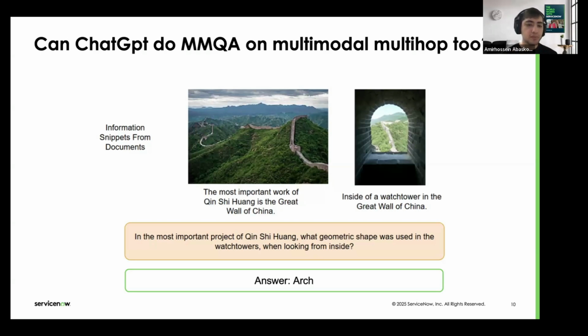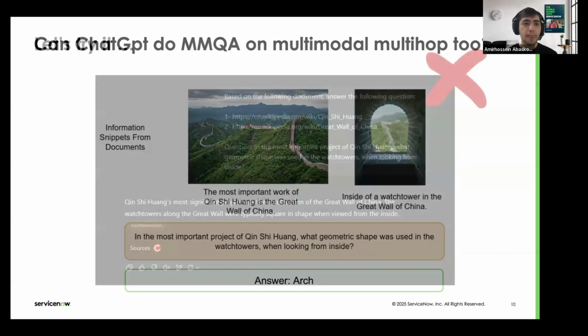Document. And the question is, in the most important project of Qinshi Huang, what geometric shape was used in the watchtowers when looking from inside? To answer this question, you should understand what the main project of Qinshi Huang was, which was the Great Wall of China, and you should analyze the image in the Great Wall of China document, and then come up with the answer. The answer here is arc.